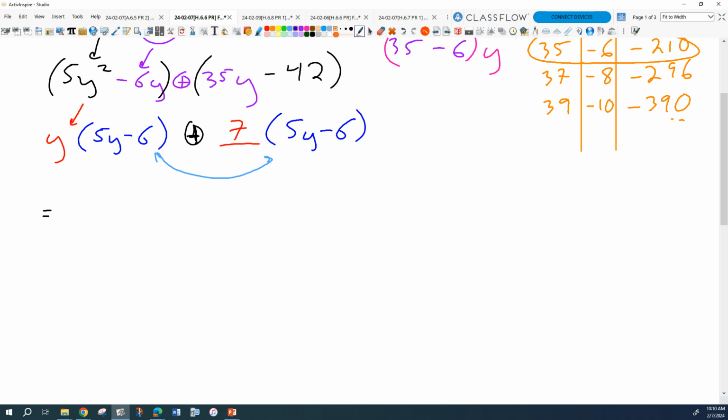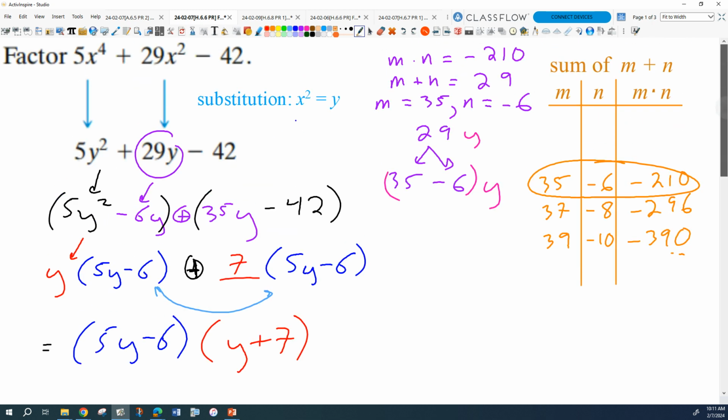Okay, yeah, I've got my common binomial. I'll factor that out front times what's left behind. Are we done? What's the last step? Yeah, good. I have to reverse the substitution.